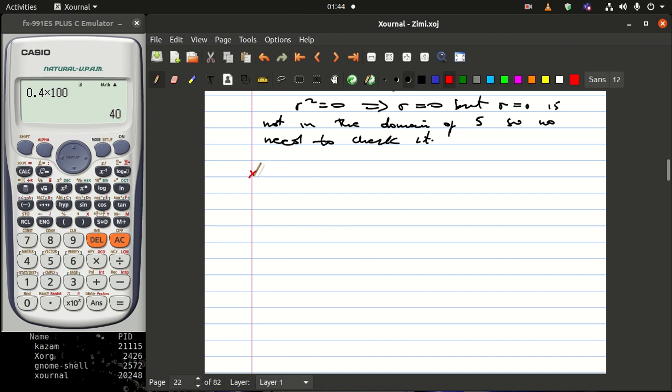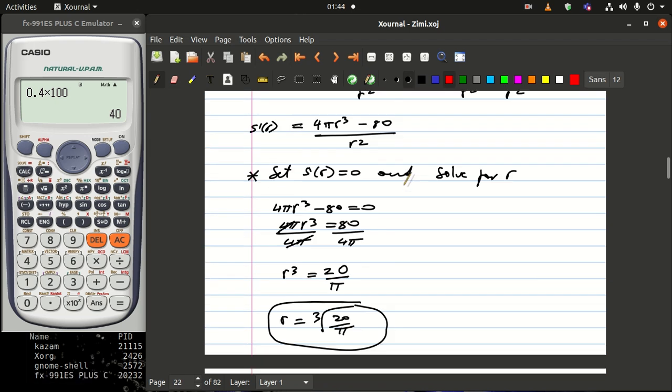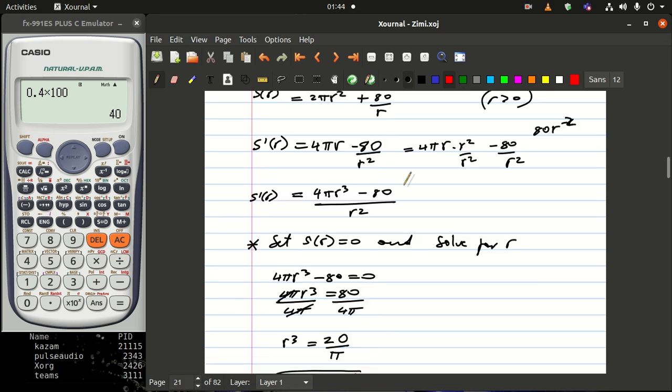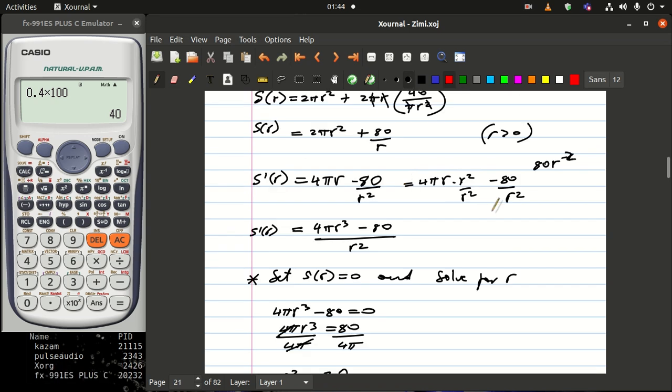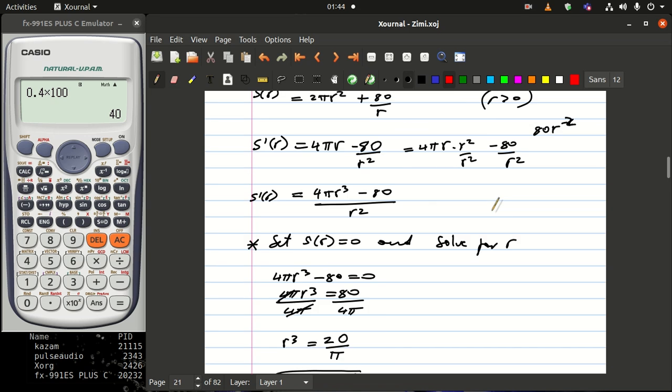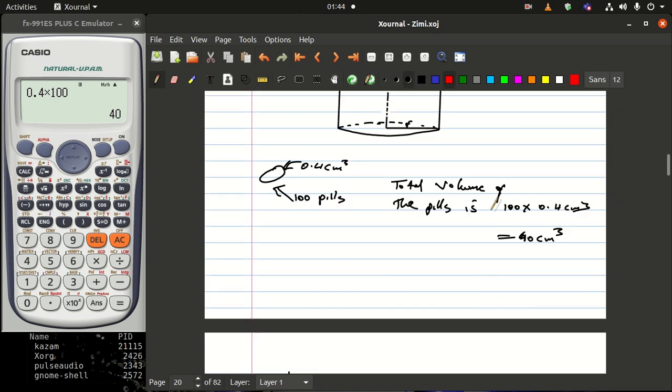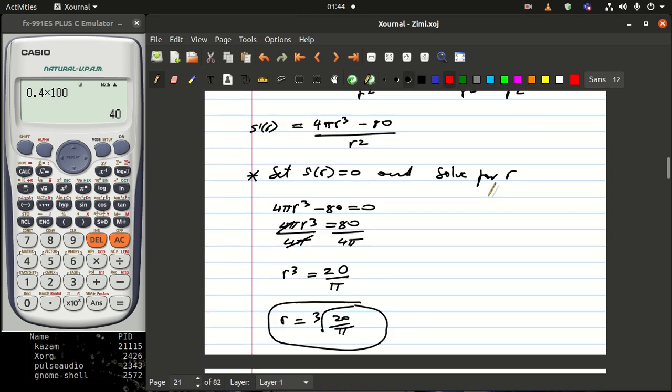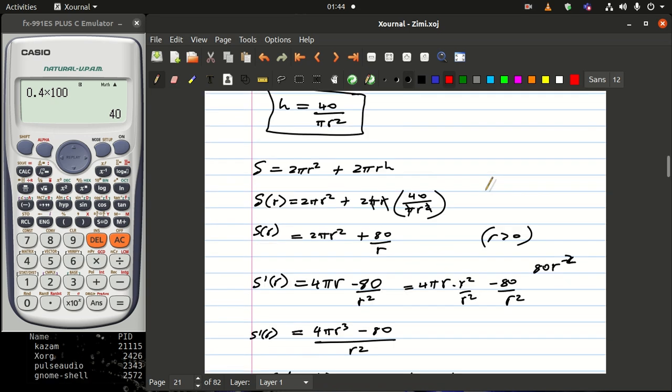So the next step now, I want to find what is going to be S of the cube root of 20 over pi. So what is that? Remember, that is the only value that we have, so we don't have to even compare it. It is the value we're looking for. So we'll end up having, where's this nice equation, because I have to plug it in the original equation. Where's the original equation?